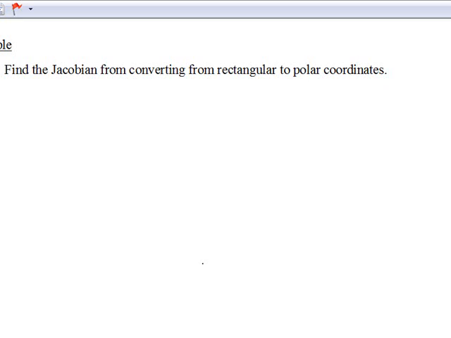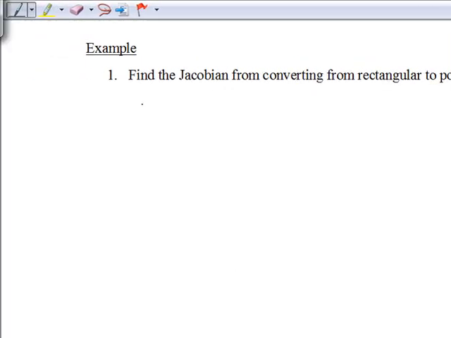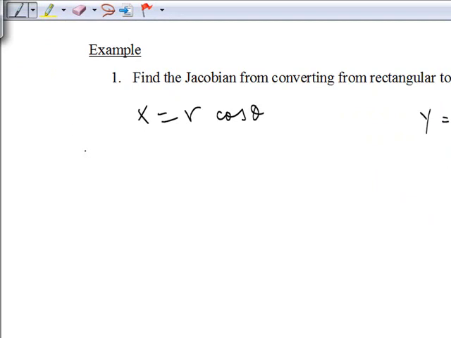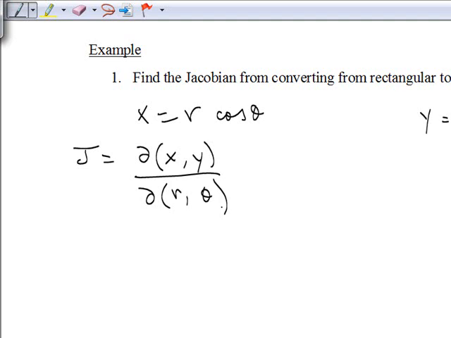So first of all, you need to write out the formulas that you're going to use to convert. What is x equal to? What is y equal to? So x is equal to r cosine theta and y is equal to r sine theta. So here you have x and y in terms of two variables, r and theta. So the Jacobian is therefore defined by, you put del xy on top, and below you put the variables or the parameters that are used. So del r theta. So that is the definition.